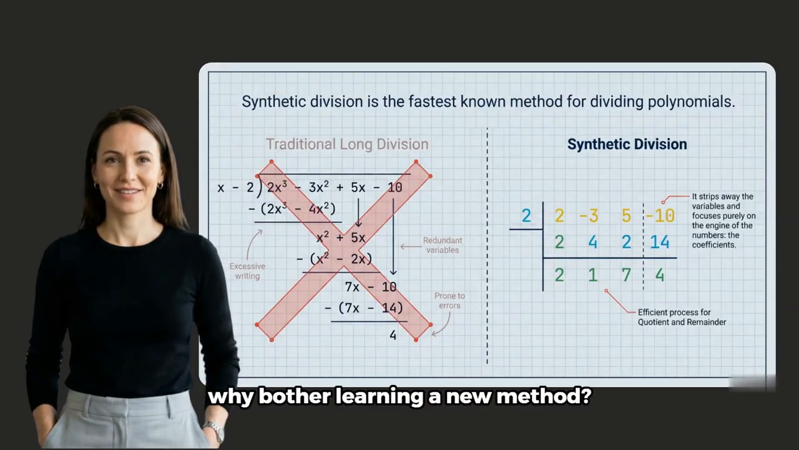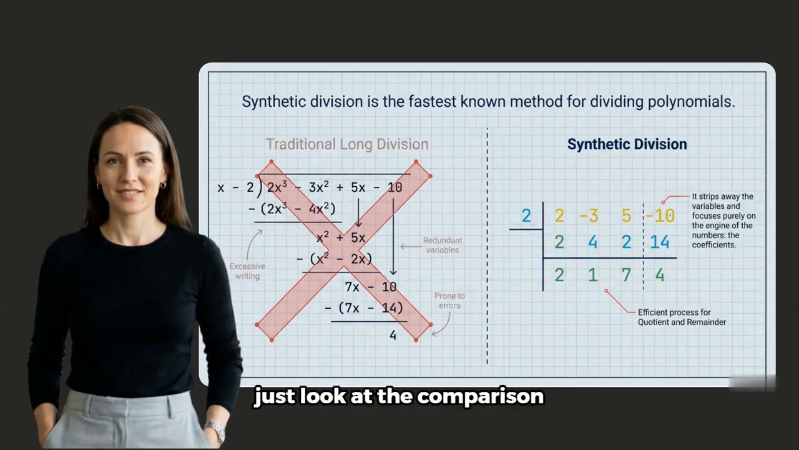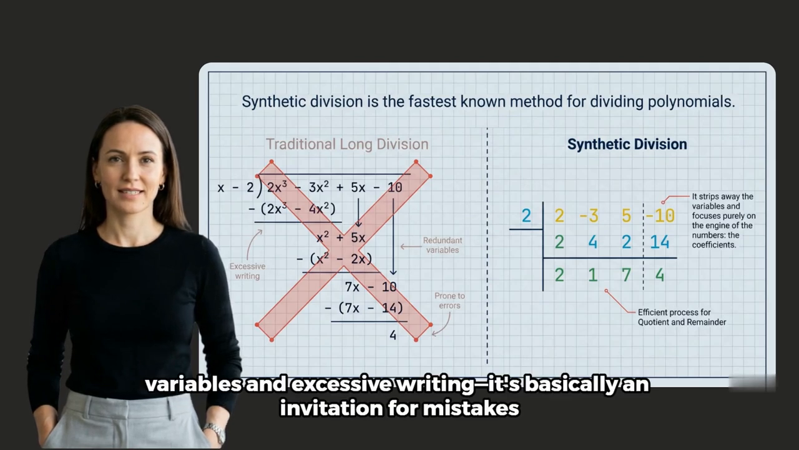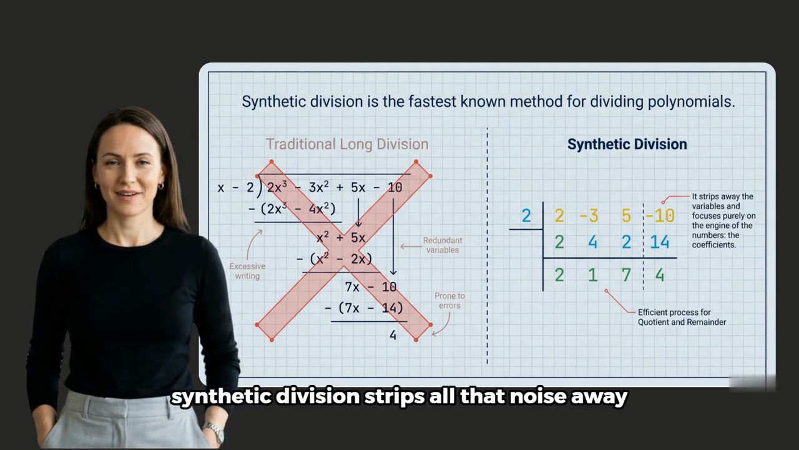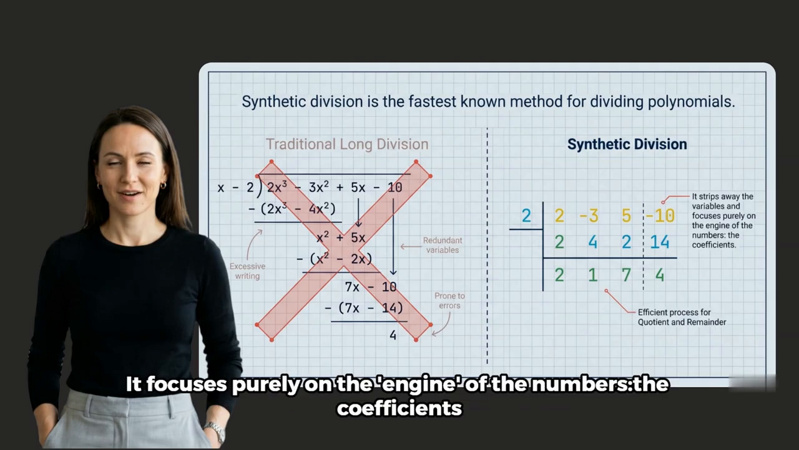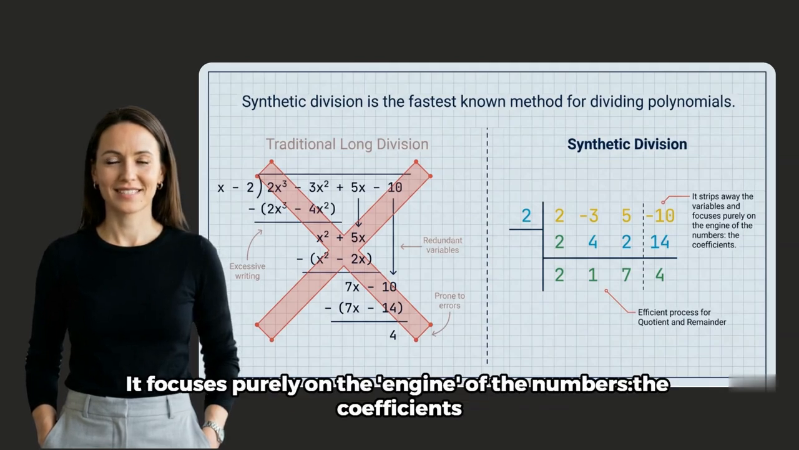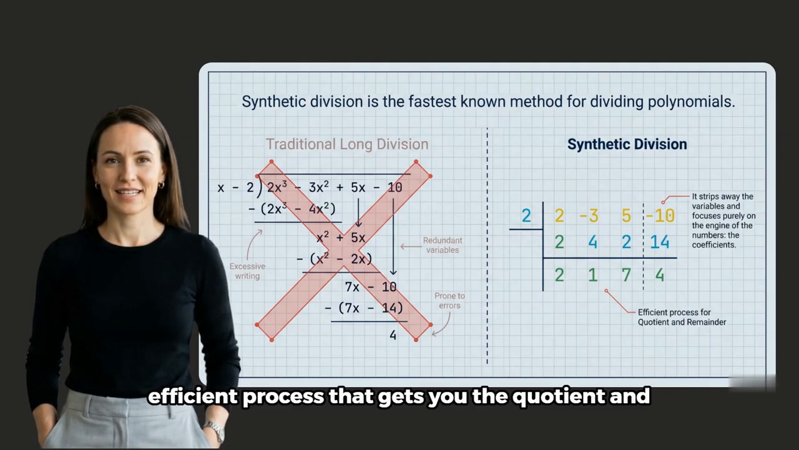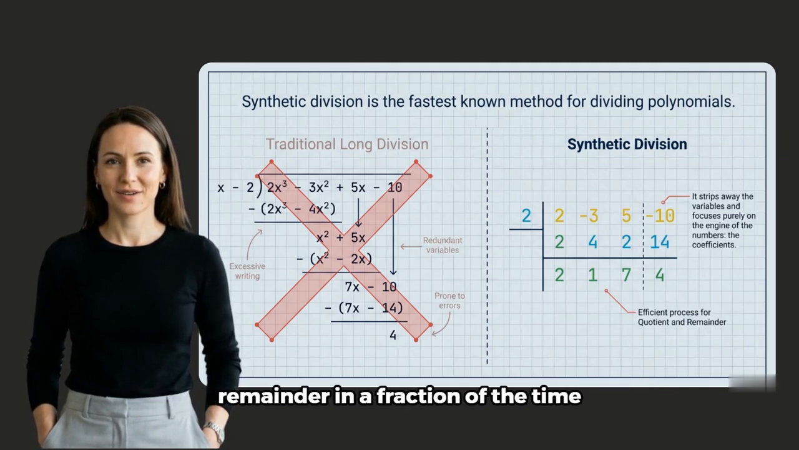So, why bother learning a new method? Well, just look at the comparison. On the left, traditional long division is full of redundant variables and excessive writing. It's basically an invitation for mistakes. On the right, synthetic division strips all that noise away. It focuses purely on the engine of the numbers, the coefficients. It's a lean, efficient process that gets you the quotient and remainder in a fraction of the time.